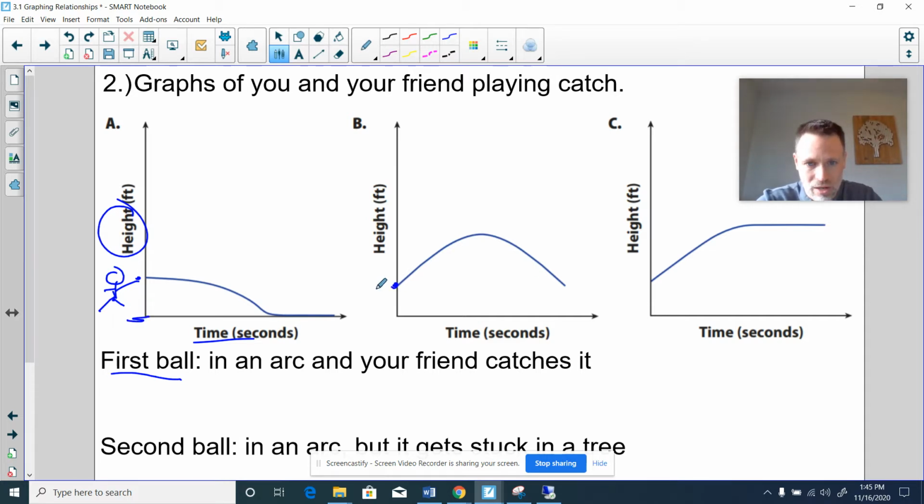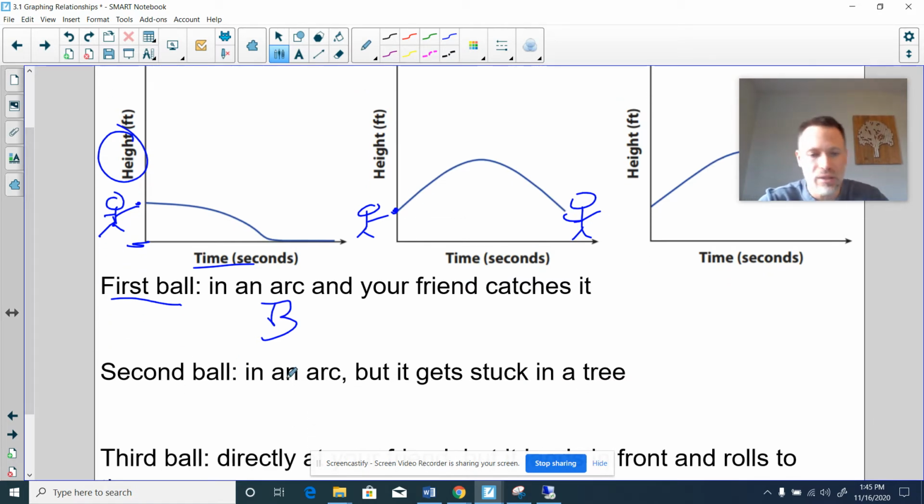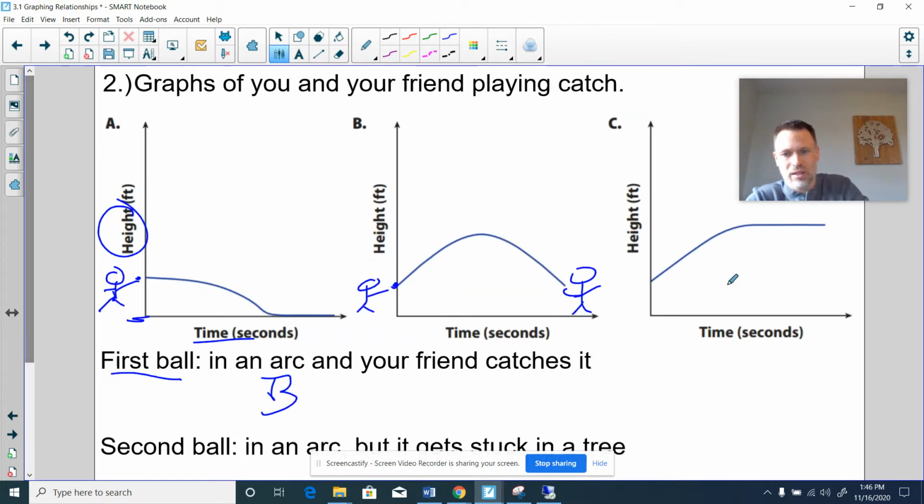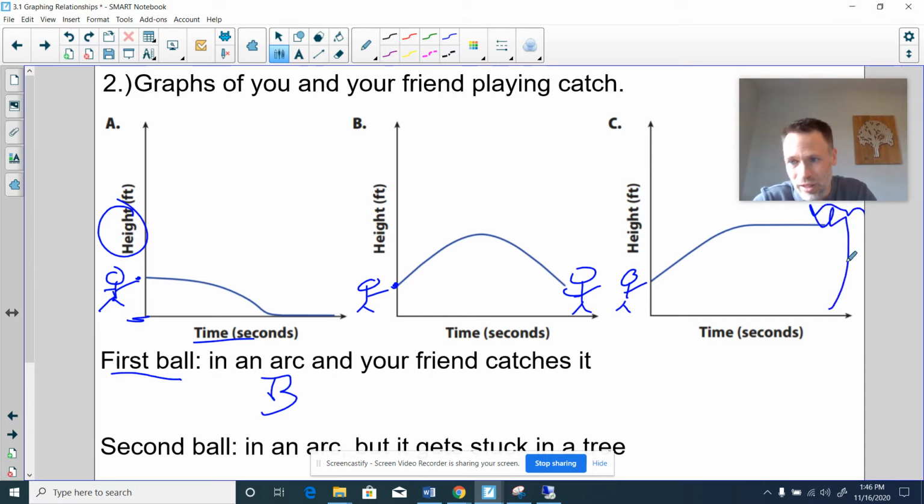This one looks like it starts in somebody's hand, and then goes to somebody else. So there's my artistic drawing. And that's going to be graph B, in an arc, and your best friend catches it. There we go. The second graph is the ball's in an arc and it gets stuck in a tree. That means somebody threw it, and we have a tree. I'm drawing a tree, I guess. That's right here. That's going to be graph C. It goes up a little bit, but it never comes back down.